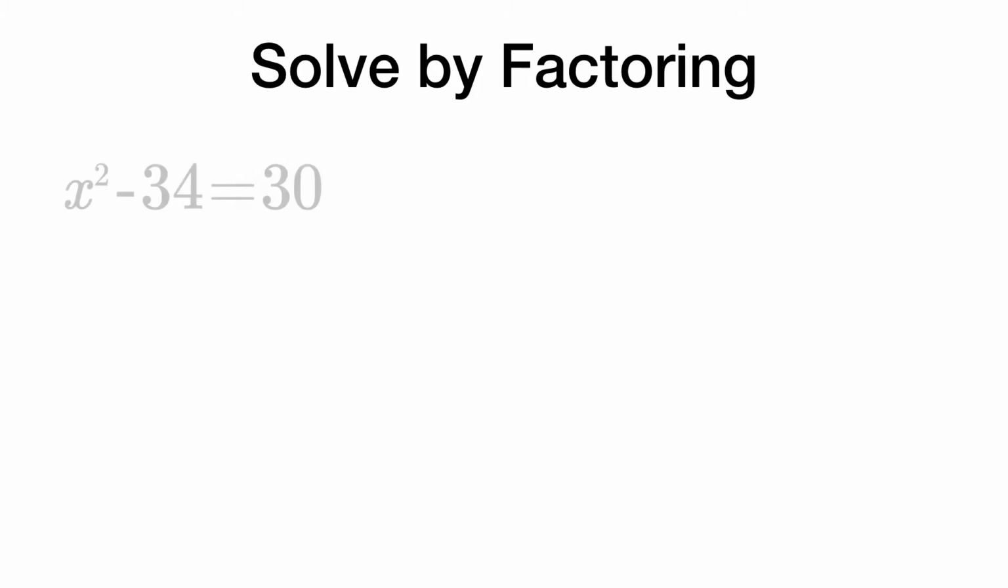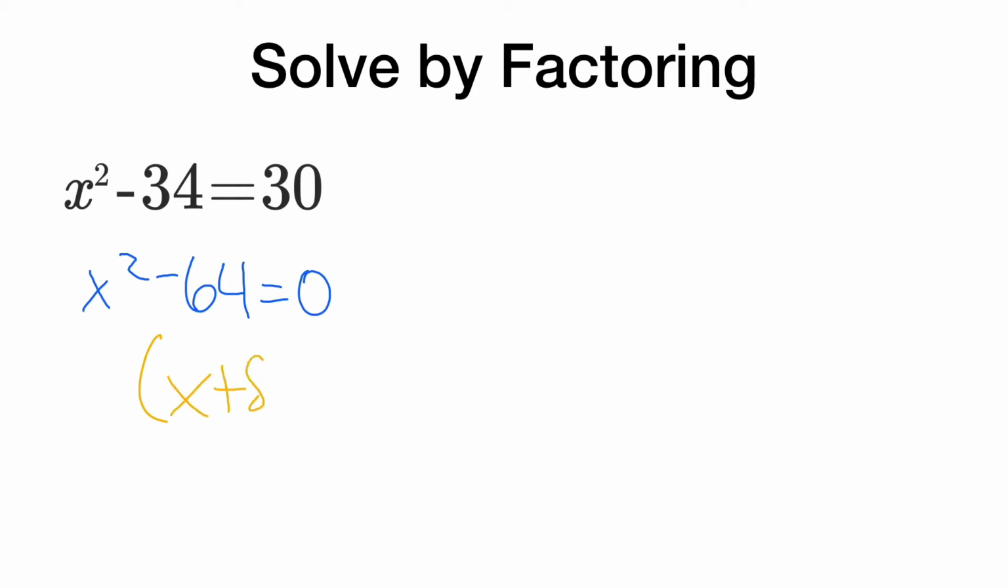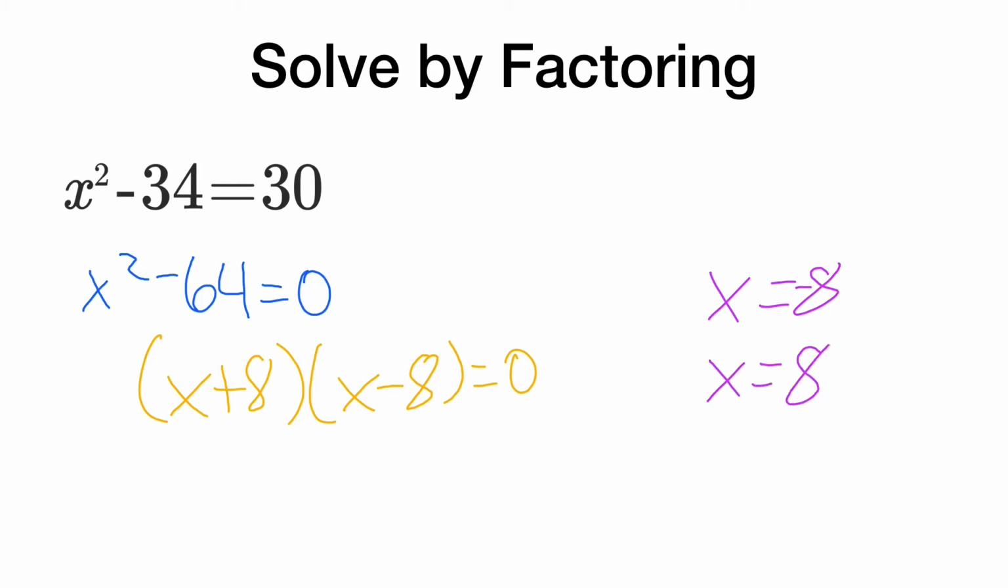All right, let's try this last one of the solving by factoring. In this case, first thing we do is we move over the 30. So x squared minus 64 equals 0. Then, hey look, these are both perfect squares, meaning we can do difference of squares. x plus 8 times x minus 8 equals 0, meaning my two answers are x equals negative 8 and x equals positive 8. All right, so that's solving by factoring.